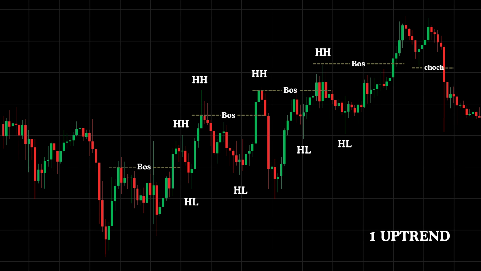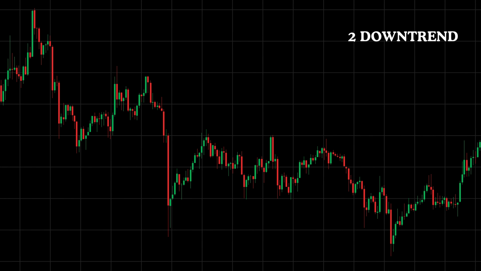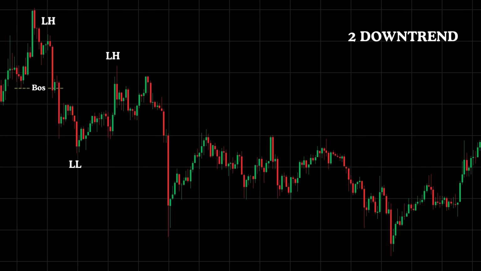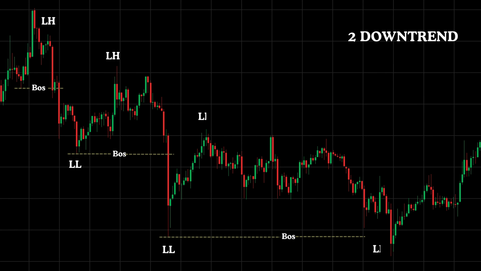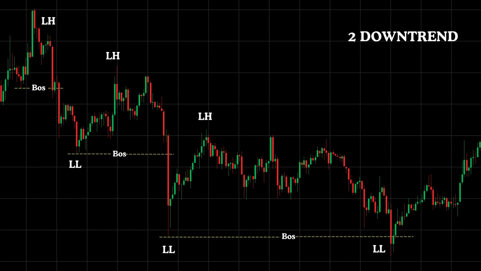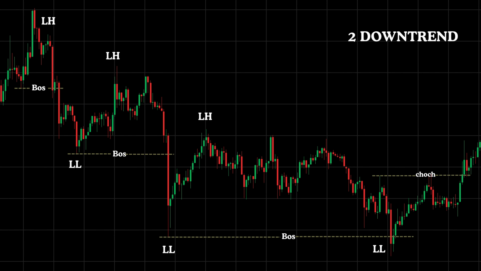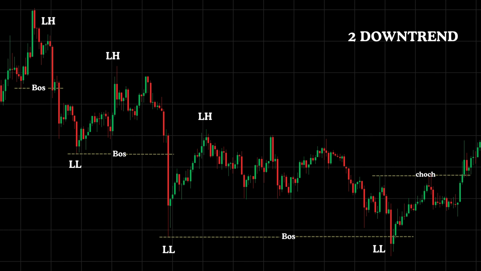Next, we have a moving downtrend, where price continuously makes lower lows and lower highs, breaking the structure to the downside. Once again, we want to trade with the dominant downtrend until a change of character occurs. Then the market sentiment will shift to bullish.